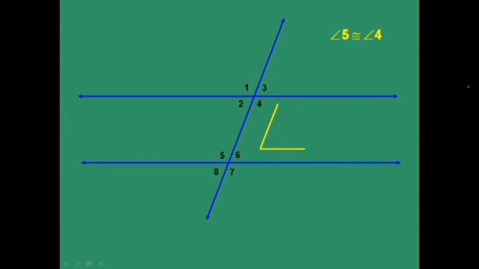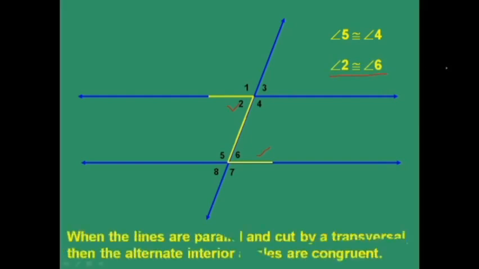Similarly, angle 2 and angle 6 form a Z, and the measures of these two angles are equal, so angle 2 and angle 6 are alternate angles and they are congruent. Hence, when the lines are parallel and cut by a transversal, the alternate interior angles are congruent.